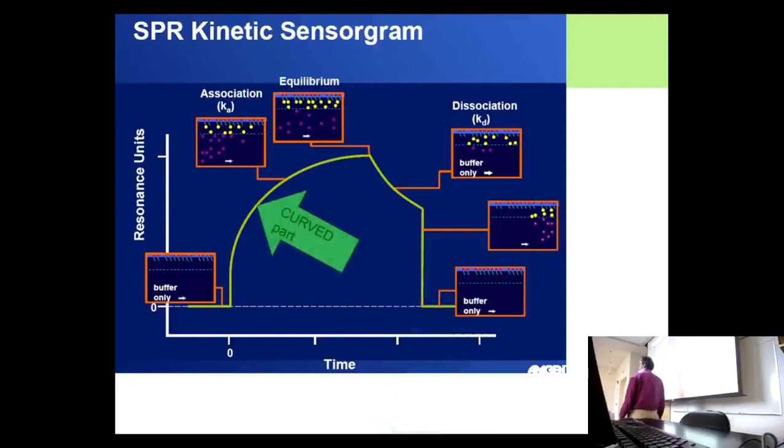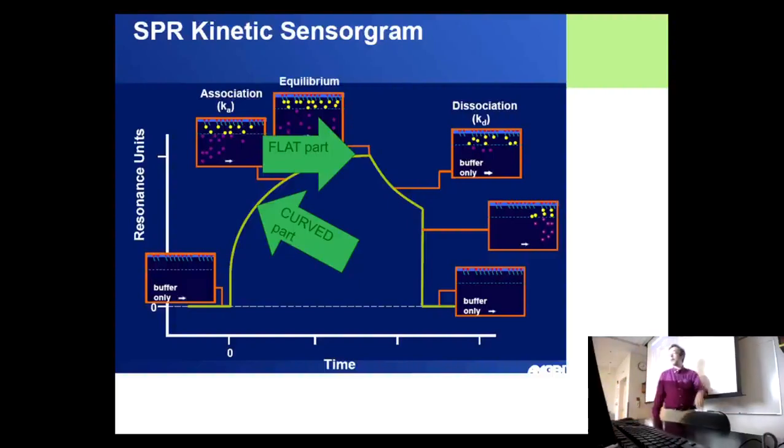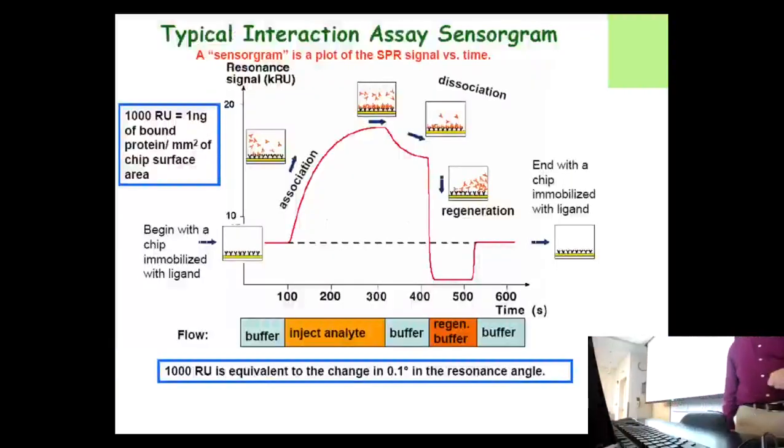So it's the curved part, and the curved part tells us not only how much binds, but how fast it's binding. The flat part is when we're coming to equilibrium, and that tells us how much is binding, not how fast it's binding. That's chapter 4.